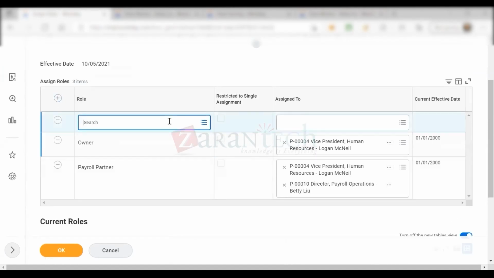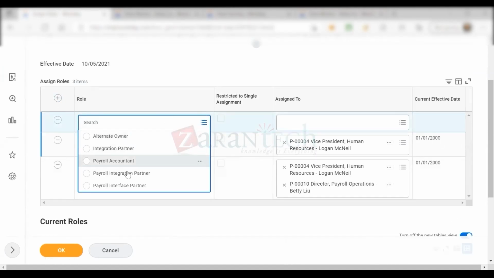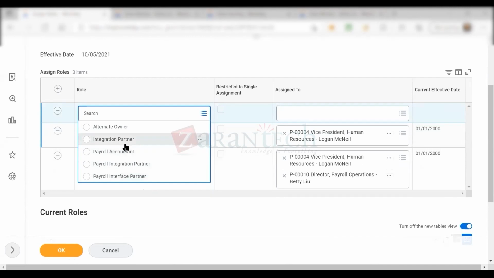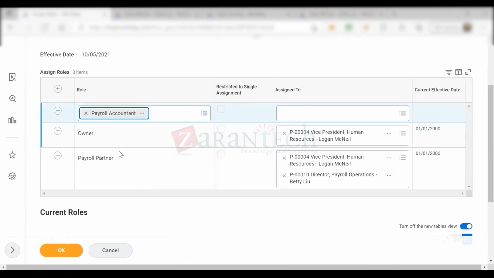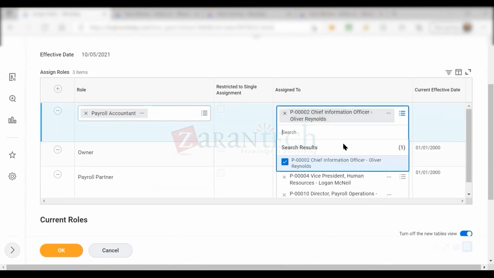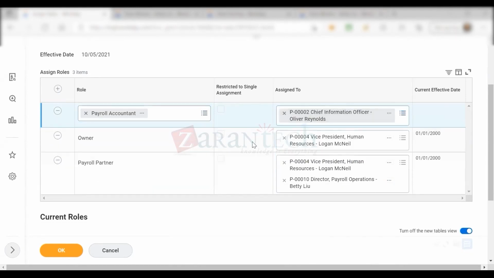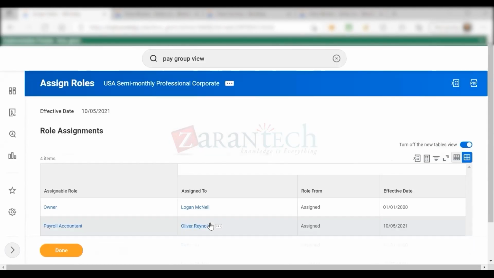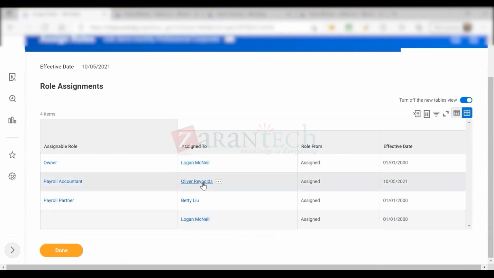Do I have any role which I defined at pay group? Yes. There is an integration partner, there is a payroll accountant, payroll integration partner, payroll interface partner. Now I say I want somebody to be payroll accountant. And I say, okay, Oliver Reynolds is going to be my payroll accountant. Okay. So now Oliver is payroll accountant.